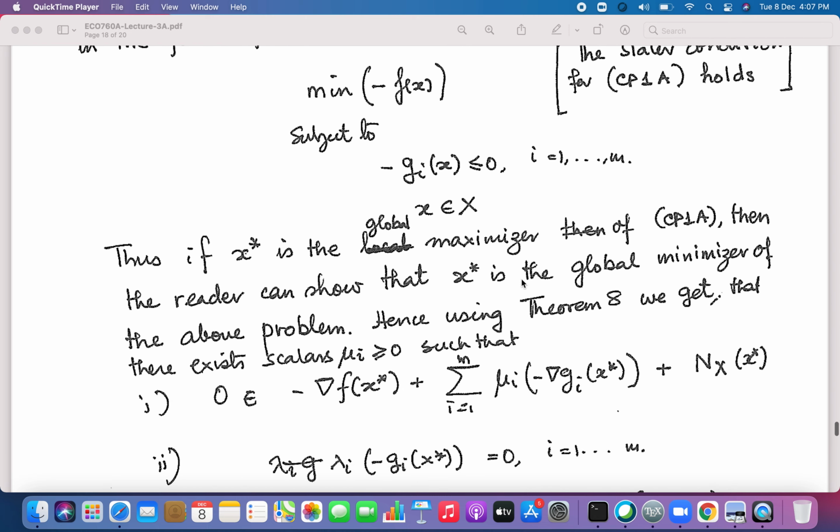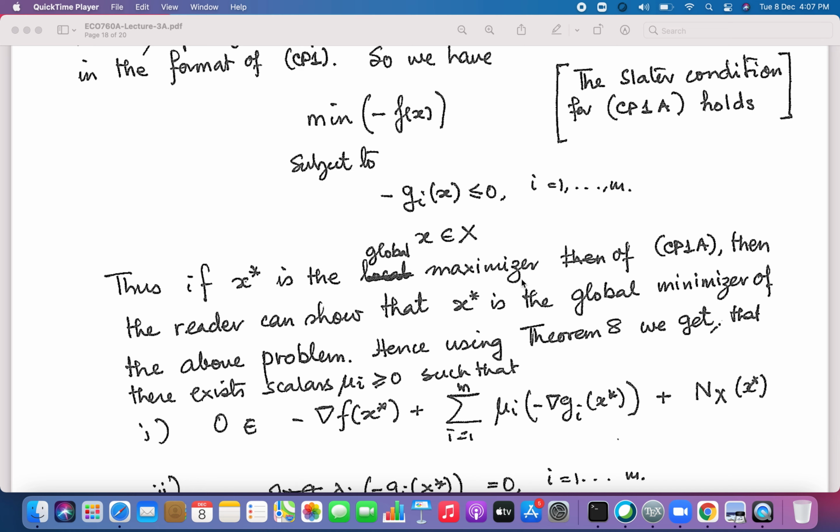And so just what we have learned there in theorem 8, there exist lambda_i, mu_i greater than or equal to 0, such that, with the gradient of minus f(x) at x star. So the global maximizer of the problem CP1A is actually the global minimizer of this problem, which we have already discussed in the last class.